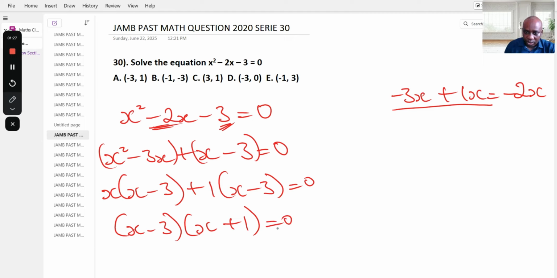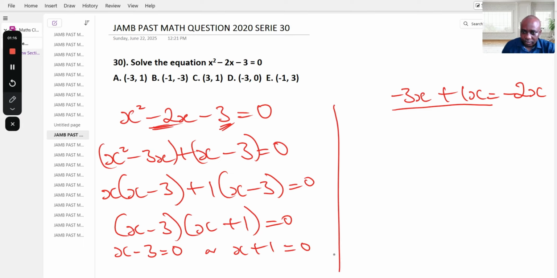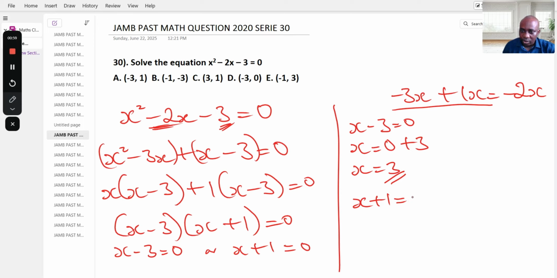How do we proceed? You just say x minus 3 equals 0, or x plus 1 equals 0. Now, x minus 3 equals 0. Therefore, collect like terms: 0 plus 3. x is going to give us 3. The second one, x plus 1 equals 0. Therefore, x equals 0 minus 1. x is equal to 0 minus 1, which gives us minus 1. Our answer is 3 and minus 1.